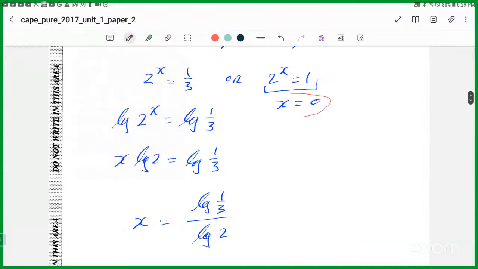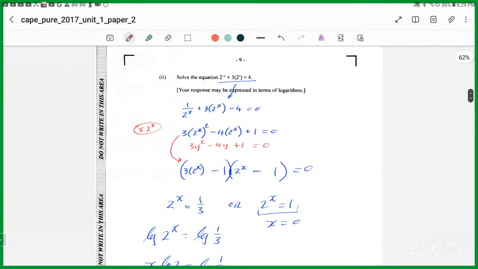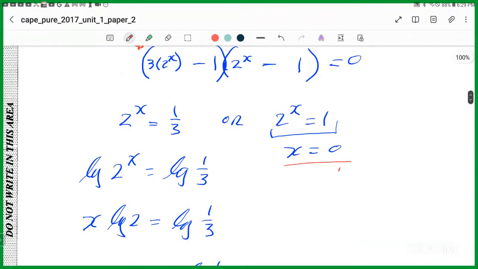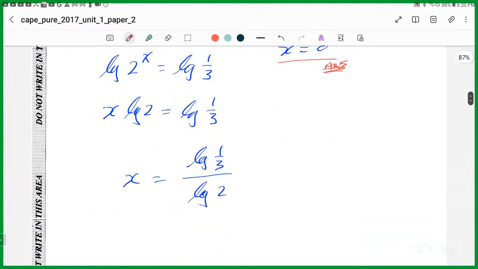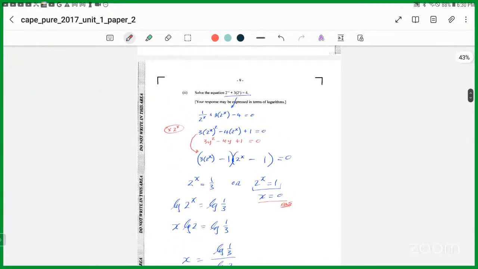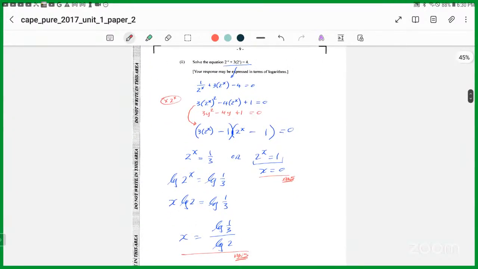X equals 0 is an answer, and then we check if it is valid. Yes, we're solving indices, and it's okay, so this is a valid answer. And this is another answer. That is it. Those are the two answers. Remember, guys, if you didn't get it, please write them over for me.